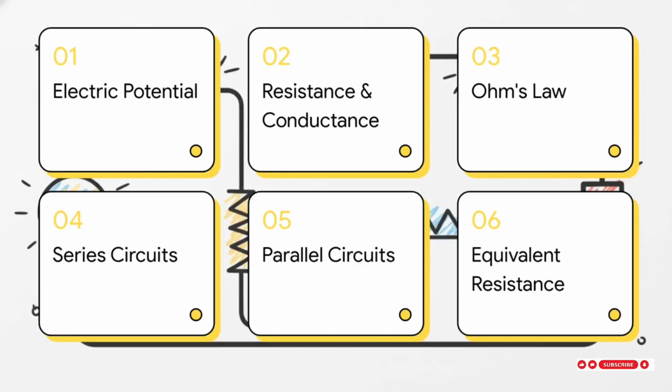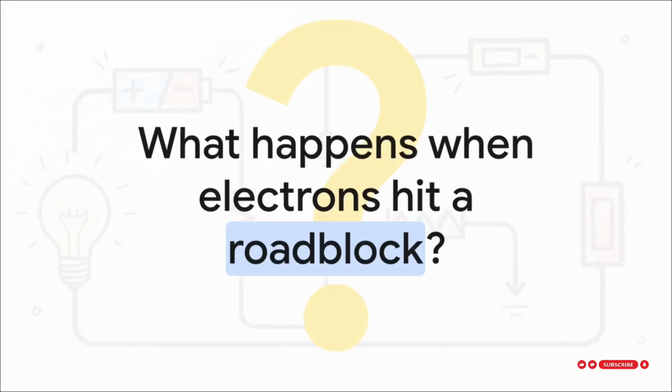Okay, so here's our roadmap for today. We're starting with electric potential and current, moving into resistance and conductance, hitting Ohm's law, and then navigating series and parallel circuits before taking on the final boss, equivalent resistance. But wait, before we even touch the math, I want you to think about this for a second. What actually happens when millions of electrons hit a roadblock in a circuit? I mean, we interact with electronic devices literally every single second of our lives, but we rarely visualize the invisible forces, the immense pressure, and the physical obstacles at play inside those tiny wires. Well, today, we're making the invisible visible.